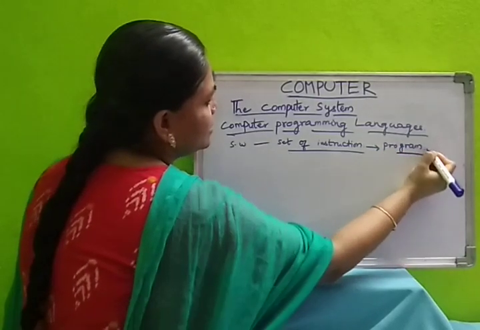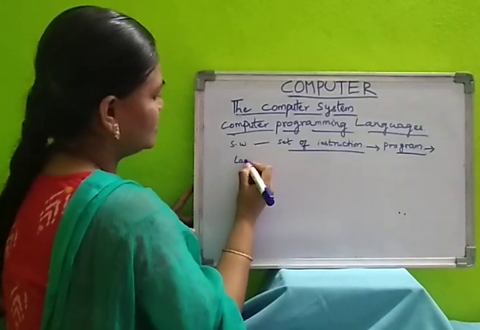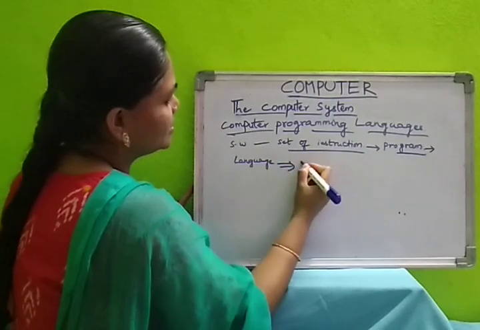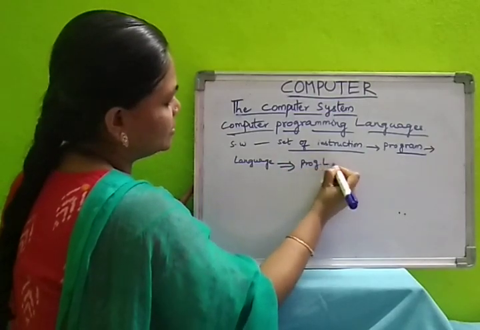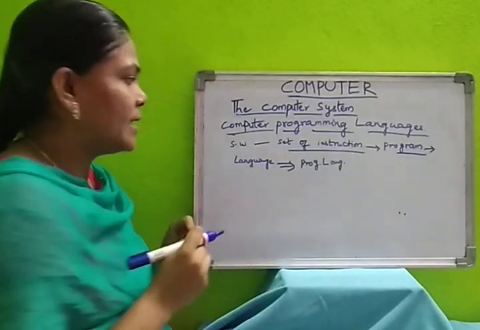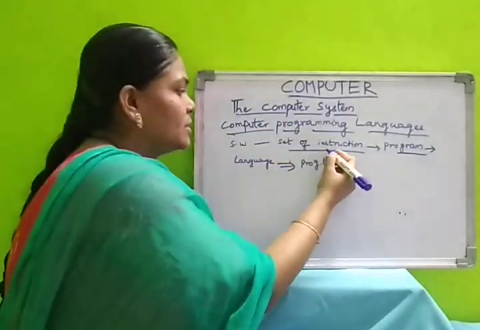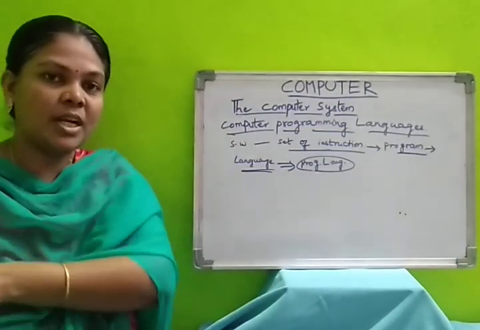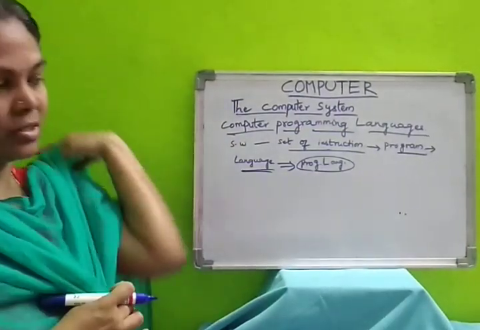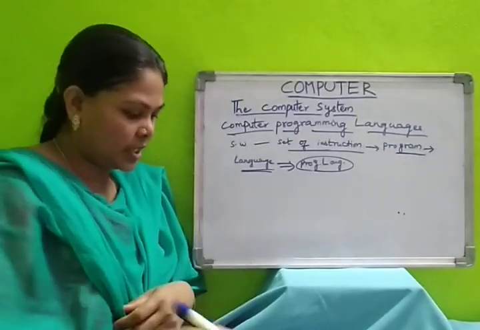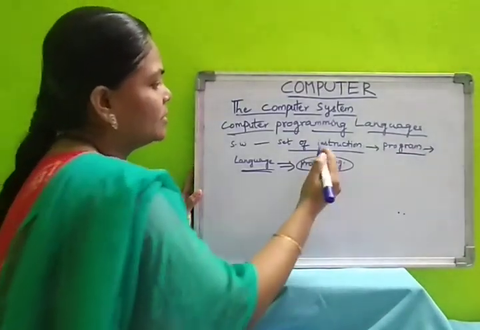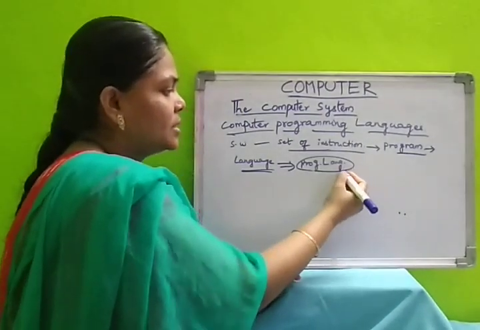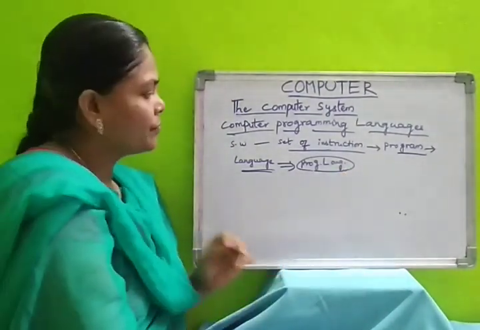Whenever you use some language to write a program, that is called a programming language. To write those sets of instructions, if you use any language, that is called a programming language. We have different programming languages: C, C++, Java, .NET, Fortran, Basic, all those.